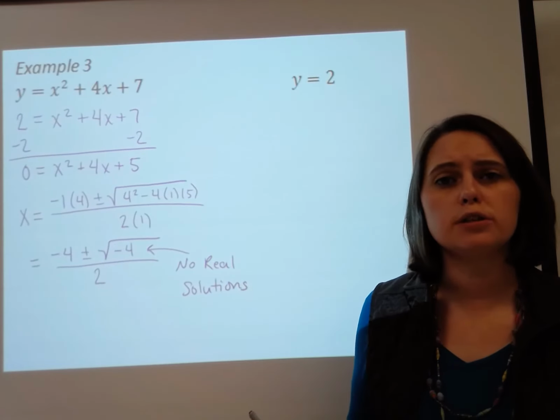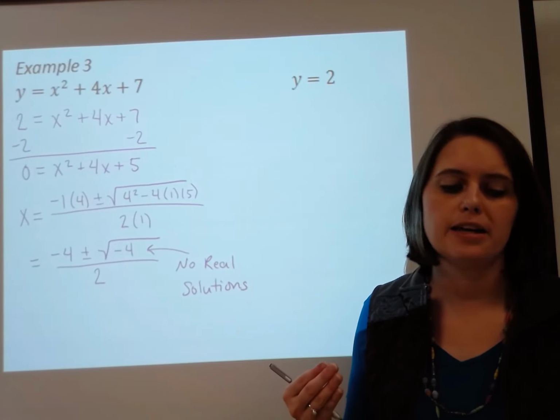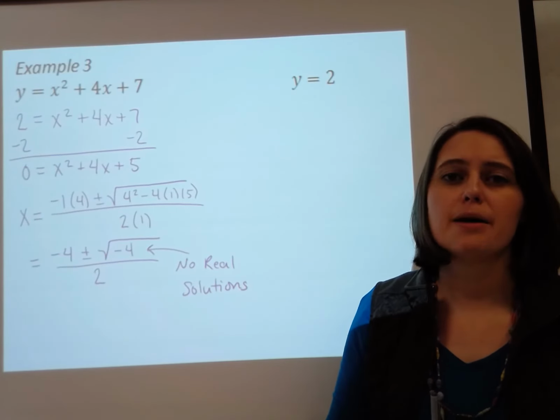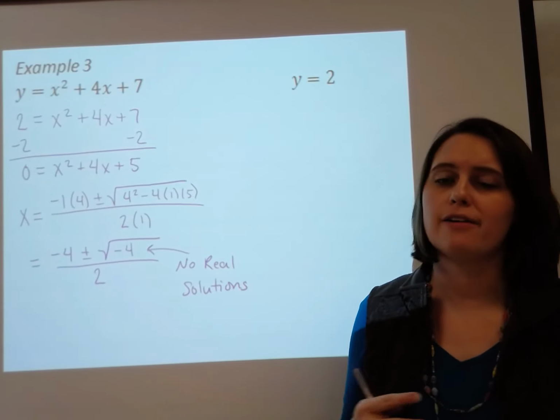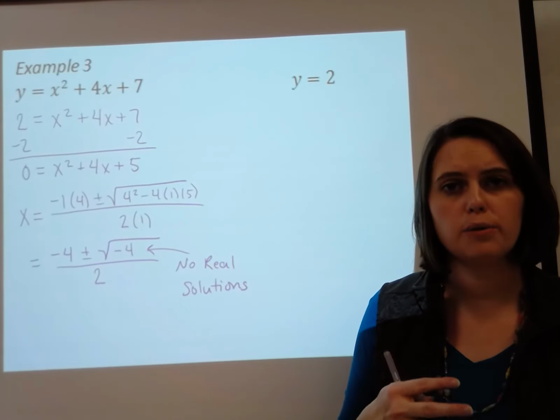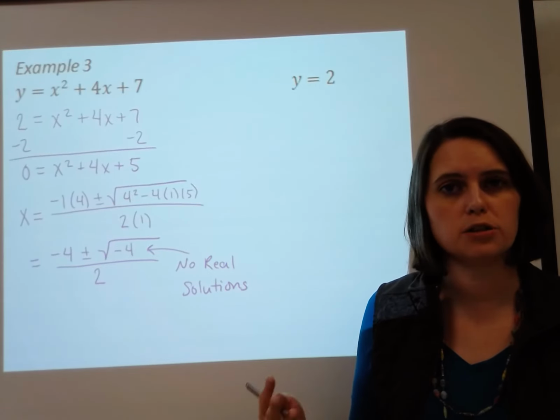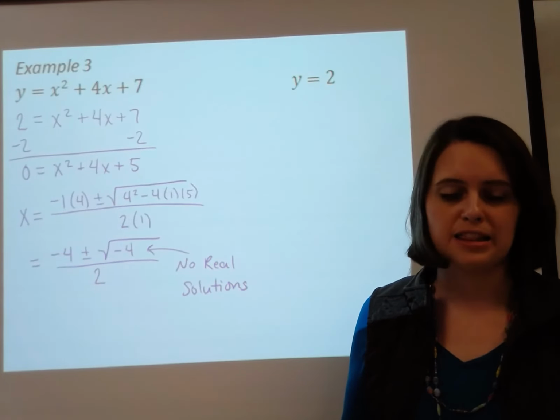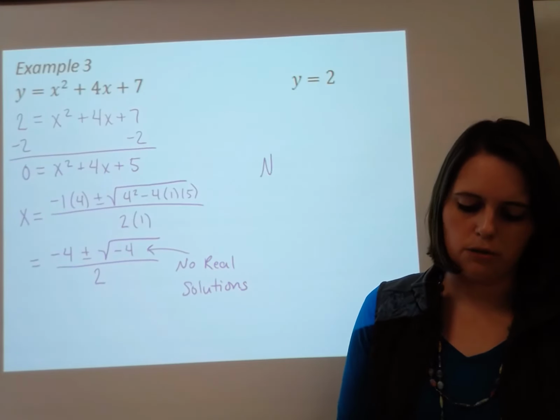Because we get no real solutions when we're solving this quadratic with the quadratic formula, that means the entire system will have no solution. These two equations will not cross if you were to graph them. And of course, that's a good way to check them, by graphing and seeing that they will not cross. So no solution.